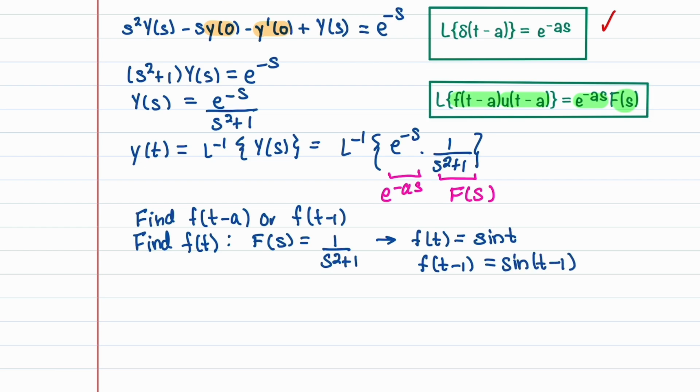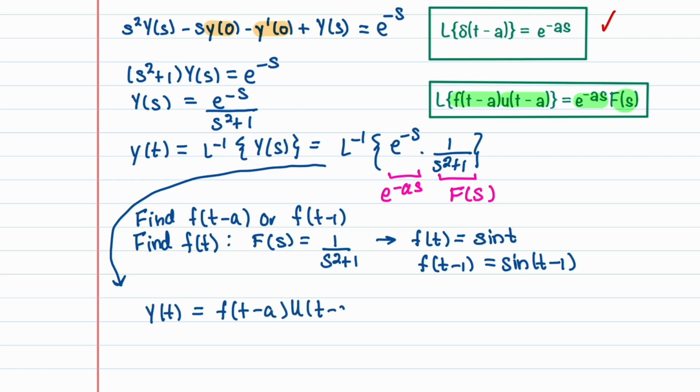Now we can put all of this together. I'm going to draw an arrow here. We have y of t is the inverse Laplace transform of e to the minus as times F of s. So this is equal to f of t minus a, I'm just going to write the formula first, times u of t minus a. And let's note again that our a is equal to 1. So f of t minus 1 is sine of t minus 1. And then we have u of t minus 1.